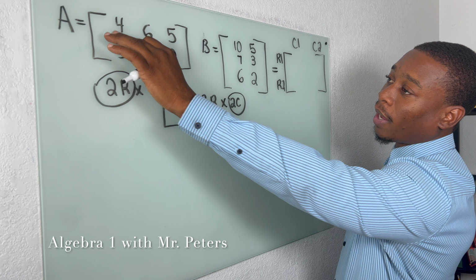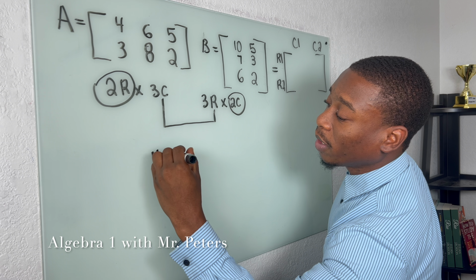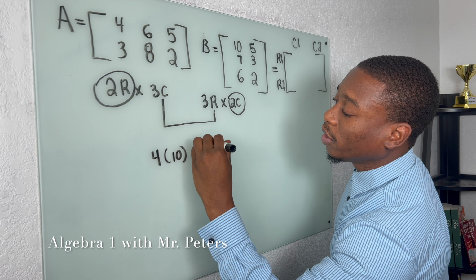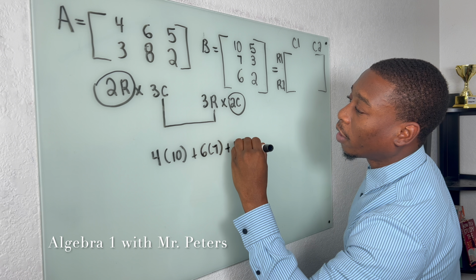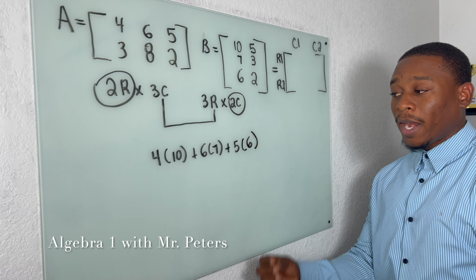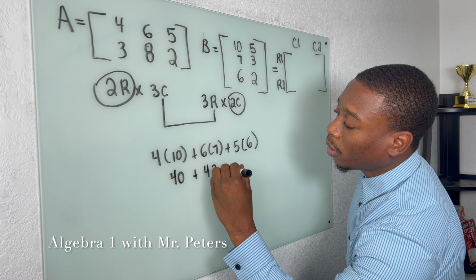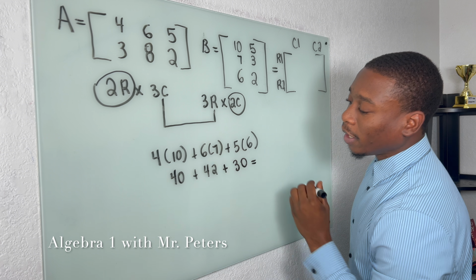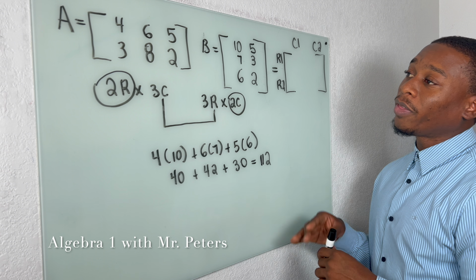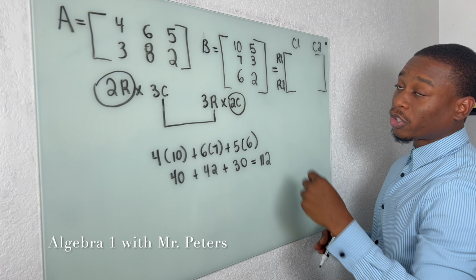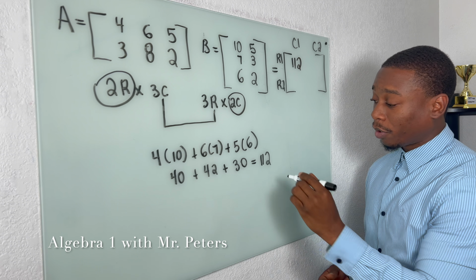So we're going to multiply row one with column one. Once we set this up, we're going to have 4 times 10 plus 6 times 7 plus 5 times 6. All right. And after we multiply, what we're going to get is 40 plus 42 plus 30, and this should be equal to 112. Now, where exactly do we put this 112? Well, when we think about it, we multiply the first row by the first column, so it's going to go in row 1, column 1. So here is my 112.